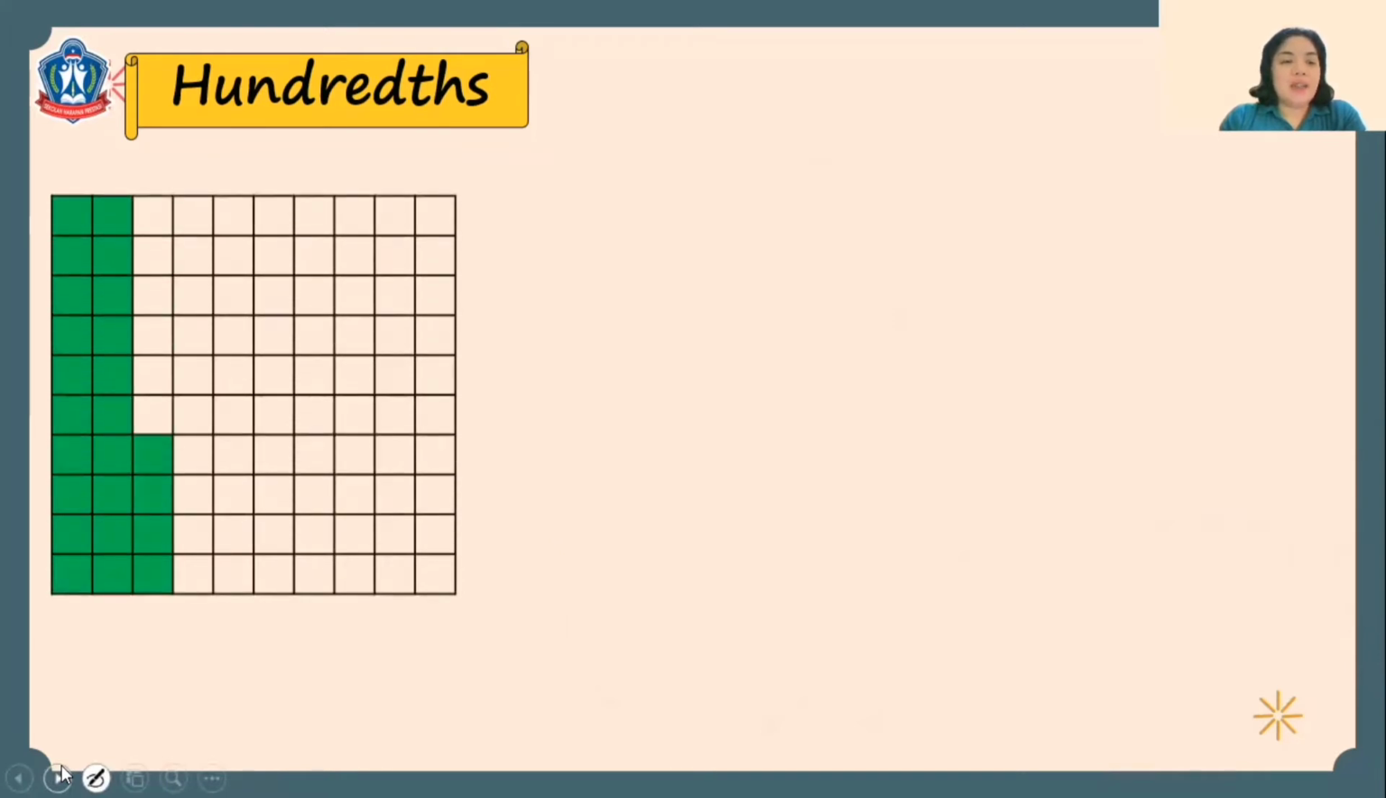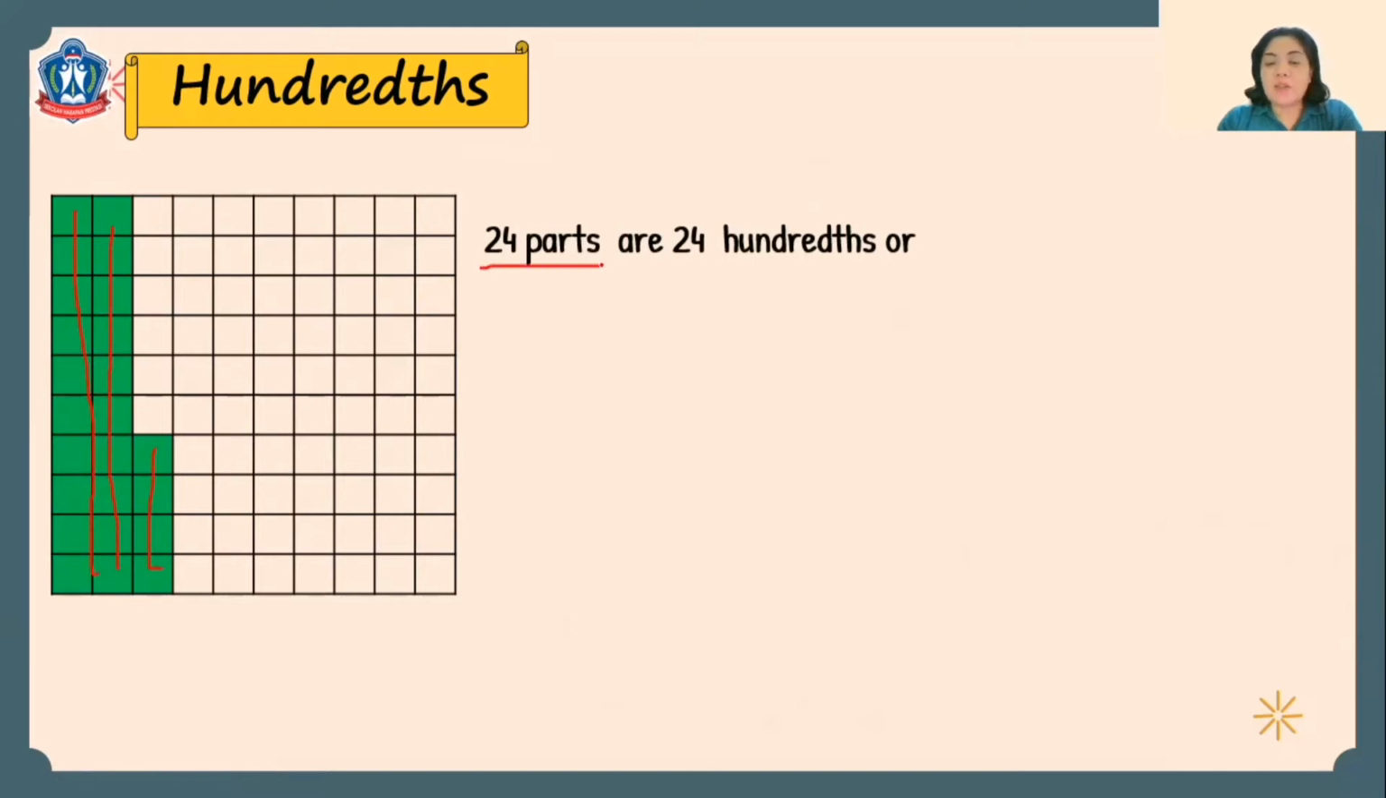Okay, take a look at this one. How many parts are shaded with green, or how many parts out of 100? This is 24 parts, because this is 10, another 10 is 20, then we have 4, so 24 parts. So 24 parts out of 100 are 24 hundredths. If it's more than 1, we put an S, or we will write it as a decimal like this, 24 hundredths.